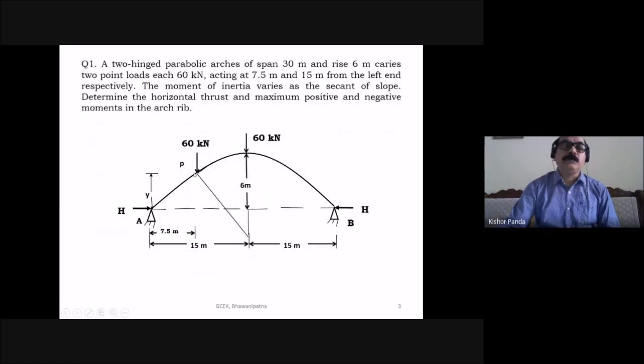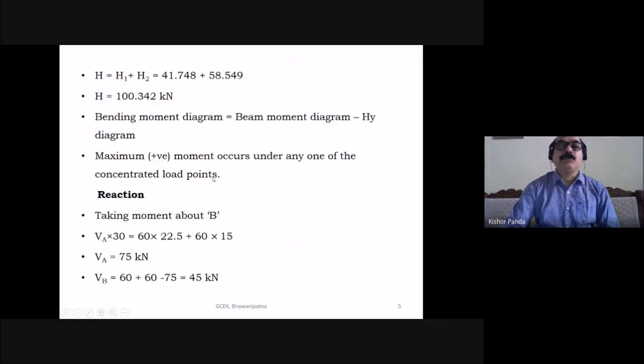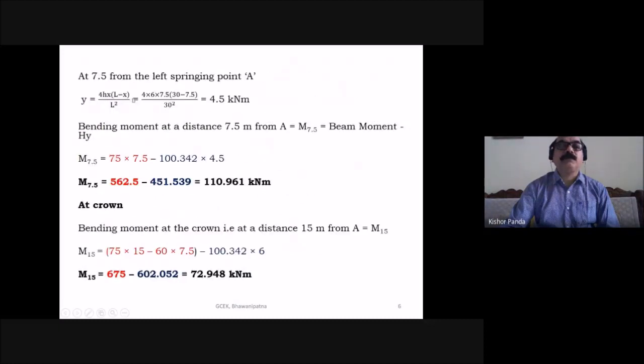You know how to find the Y distance. Here you want to find Y, this vertical distance. You have to know the horizontal distance X, then you can find Y. What is the equation? You know the parabolic equation to find the Y distance. Y is equal to 4h x (L minus x) by L square. This is the parabolic equation. Using this equation you can find the vertical ordinate of any point, and you should know the horizontal distance X.